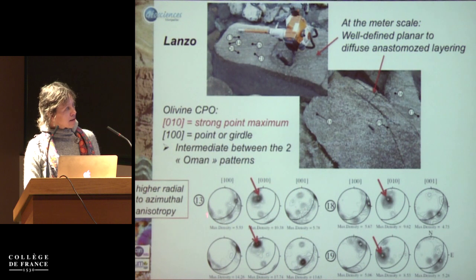Since I changed the way I deform the olivine, I can freeze a different olivine crystal preferred orientation and change the pattern. This one produces a very strong azimuth anisotropy. Here, the azimuth anisotropy is weaker because the A-axis is dispersed in the foliation plane.